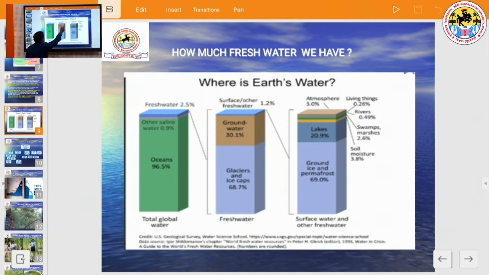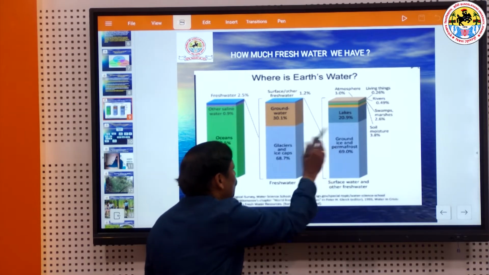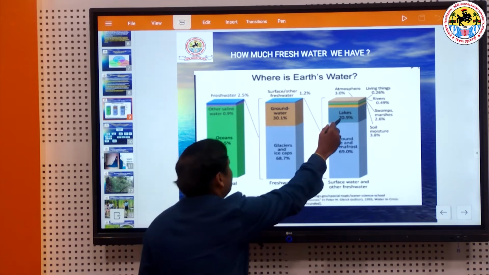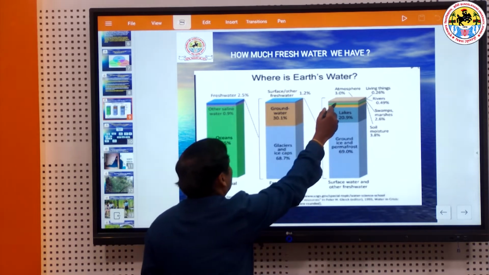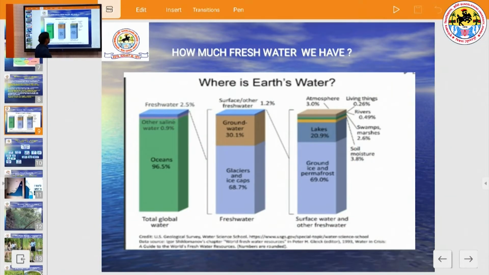But again, this 1.2% has been shown in the third bar, where you can easily see that lakes are 21%, 20.9 meaning 21%, and groundwater and permafrost ice are not readily available. The other part is atmospheric water, which is 3%, and the remaining part is soil, swamps, and rivers, which is 2.7%. So it constitutes around 4.5%, which will be available water.